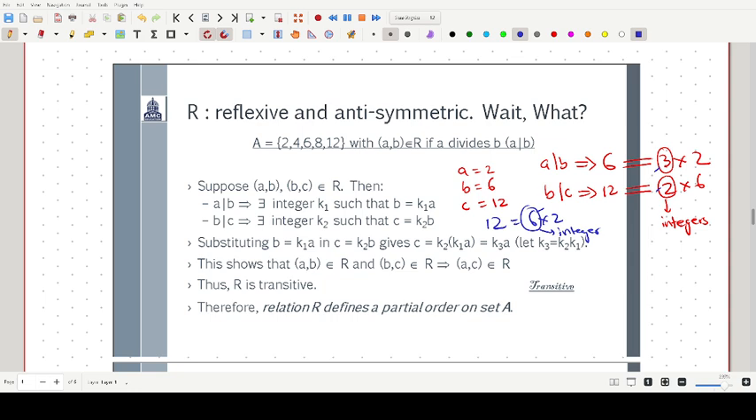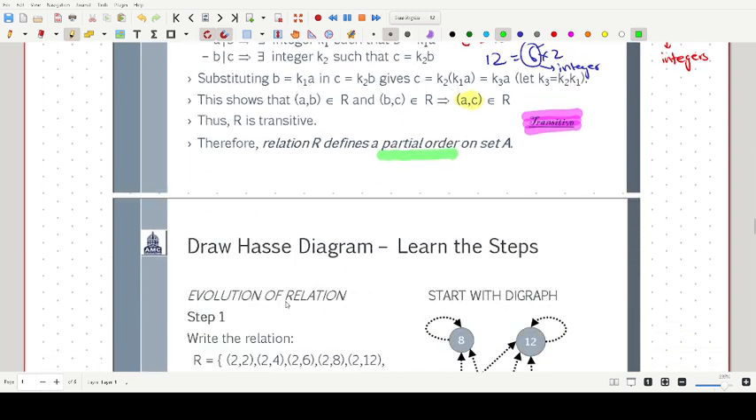So basically, if we choose any two ordered pairs, a comma b and b comma c, we will see that it's quite evident that a comma c is going to be an element of the relation, and hence our relation is going to be transitive as well. And since our relation is reflexive, anti-symmetric, and transitive, the relation R defines what we call a partial order on the set A. And hence A is a poset.